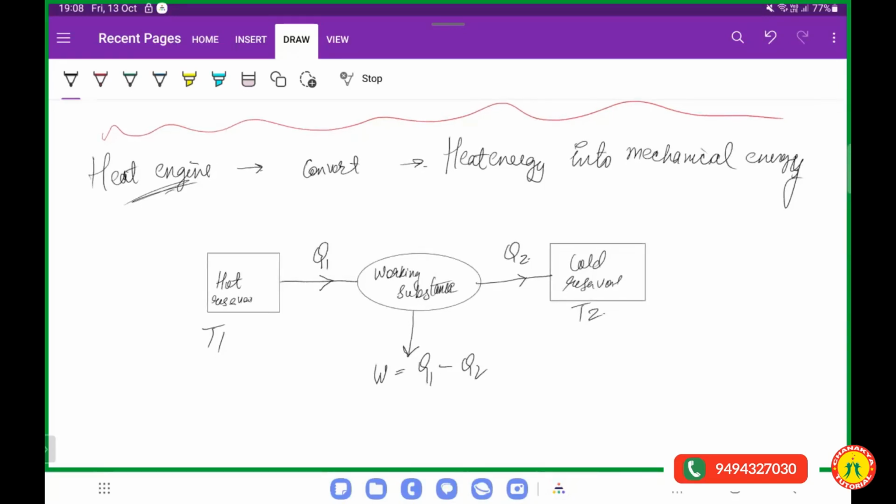So what we did here, from the hot reservoir we are using that heat. Some portion is used by the working substance and the remaining is sent back to the cold reservoir. So it is a cycle.